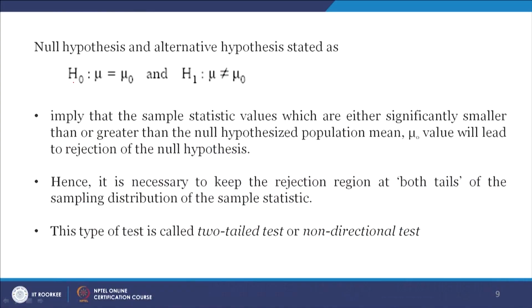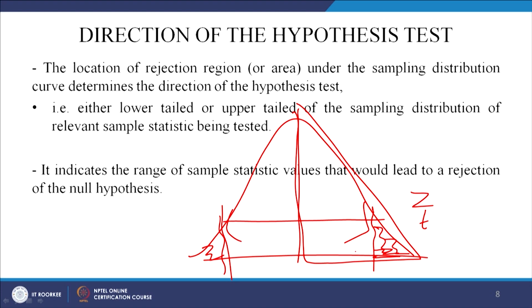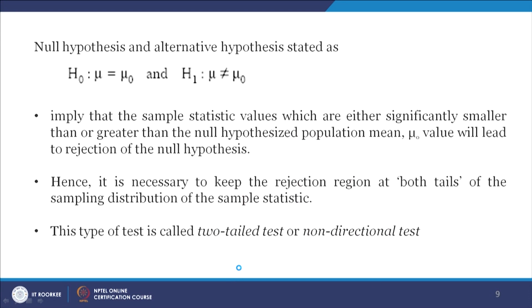So, for example, for the null, mu is equal to mu 0, we have already looked at this earlier, and in the alternate we are saying mu is not equal to mu 0. So, it implies that the sample statistic values which are either significantly smaller than or greater than the null hypothesized population mean mu 0 will lead to the rejection of the null hypothesis, that is what I said. So, if it is falling beyond this acceptance limit, then you are saying it is to be rejected.